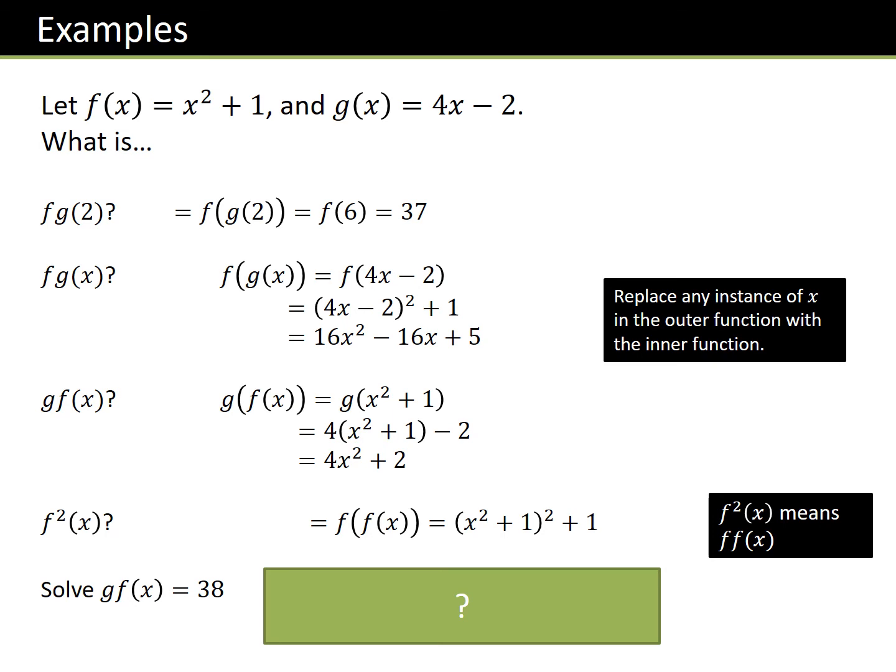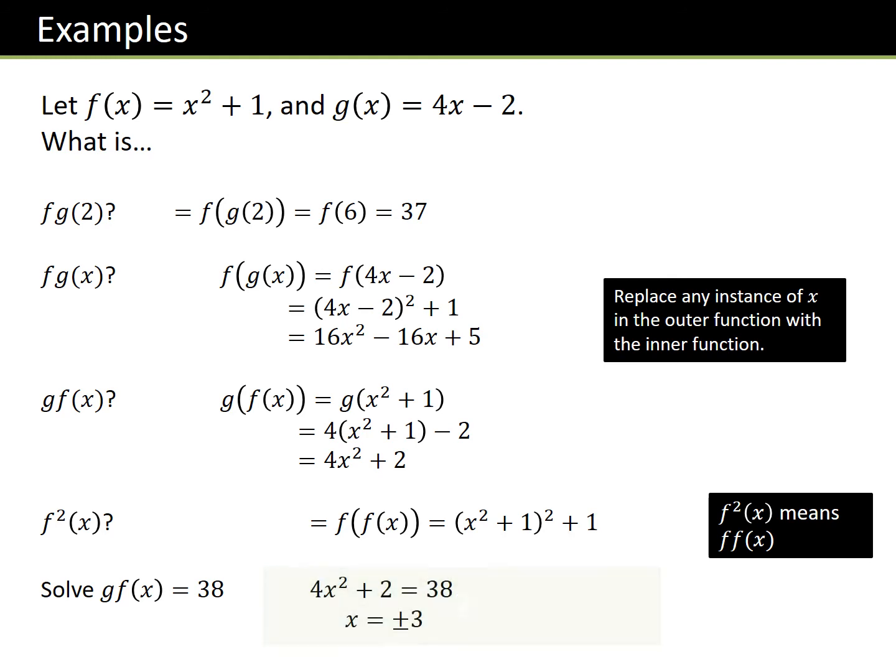Now I come to what we're going to be doing mostly in exams, which is solving these. So I'm solving gf of x is 38. So what I do is I first find out what gf of x is. And from a previous answer, gf of x is 4x squared plus 2. So I set that equal to 38. And I get x is equal to plus or minus 3. So for this last one, I've used the second from the last function and set the answer to 38.